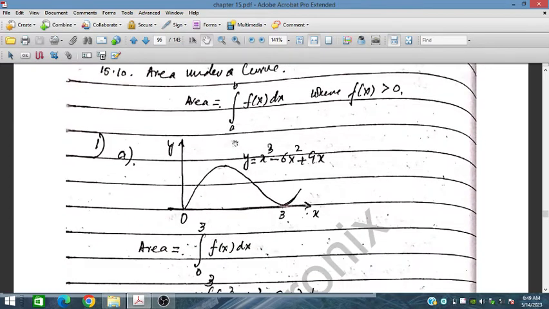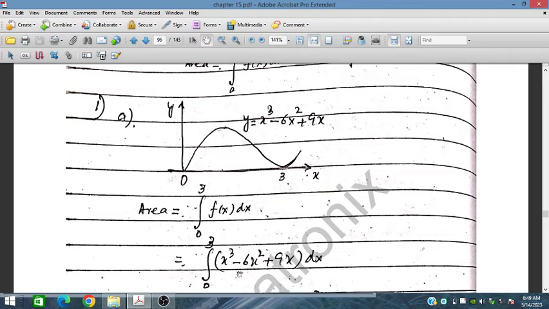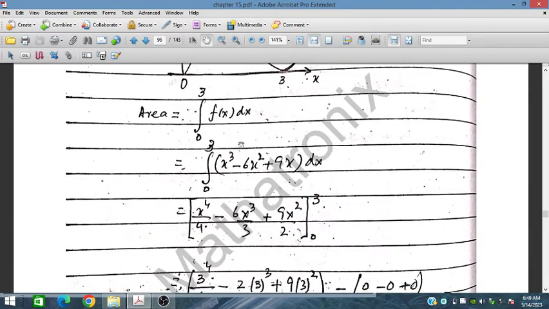Here we have the initial limit 0 and the final limit 3, and this is question number 1, part A. We have y, which is a function of x, f(x). In place of f(x) we write x cube minus 6x square plus 9x, dx. So we will evaluate this: x to the power 4 upon 4, minus 6x cube upon 3, plus 9x square divided by 2, with limits 0 to 3.